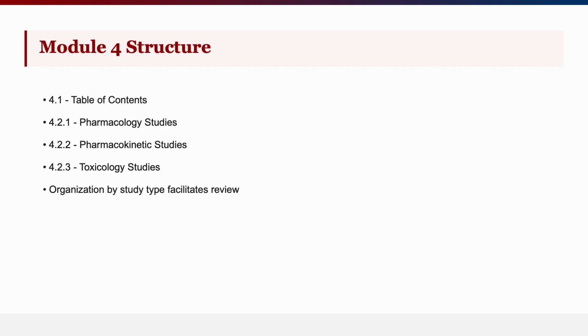Module 4 follows logical organization by study type. Section 4.1 is the table of contents. Section 4.2.1 covers pharmacology including primary pharmacodynamics, secondary pharmacodynamics, and safety pharmacology. Section 4.2.2 covers pharmacokinetic studies characterizing ADME in relevant species. Section 4.2.3 covers toxicology, typically the largest section, including acute, repeat dose, genetic, and reproductive toxicity studies.